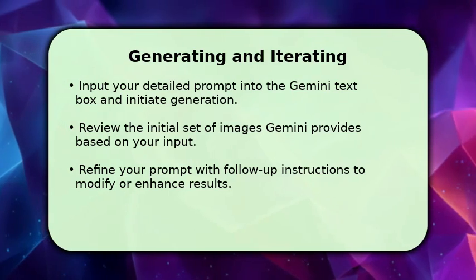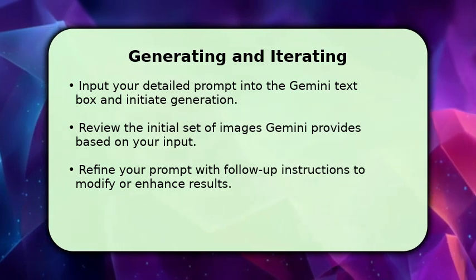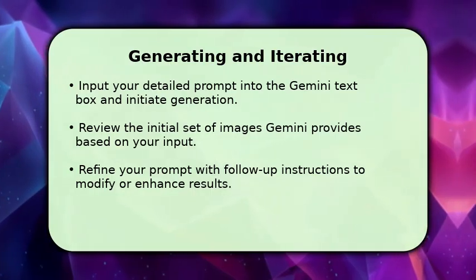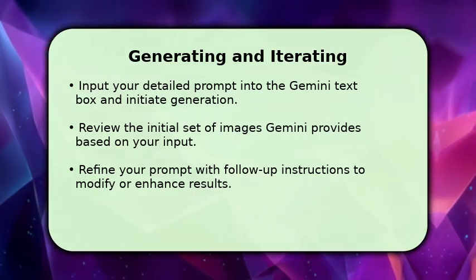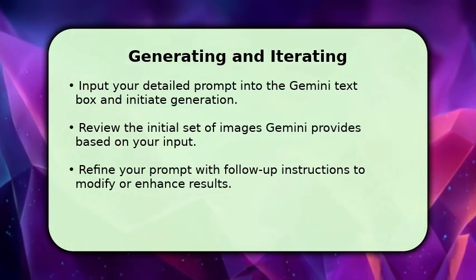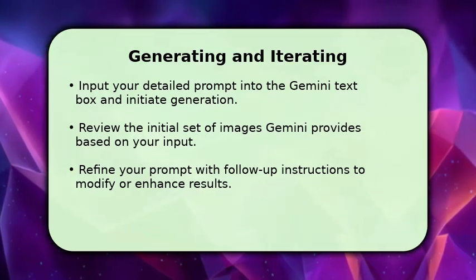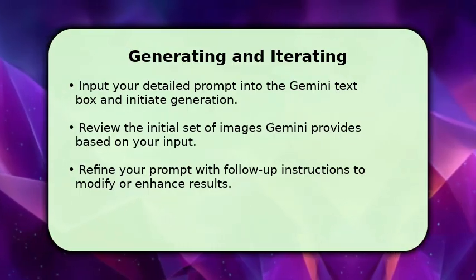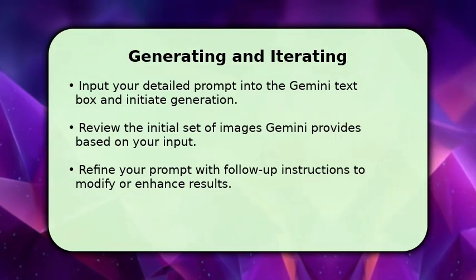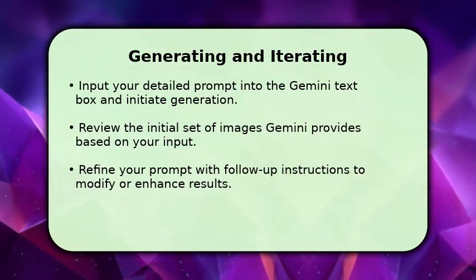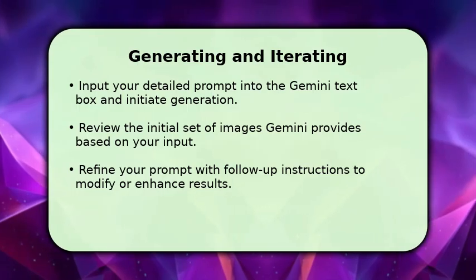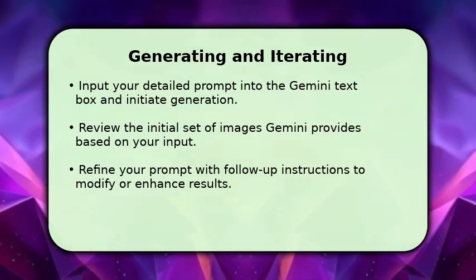Once your prompt is ready, simply type it into the designated text box within the Gemini interface and click the Generate button. Gemini will then present you with a few image options. Don't worry if they aren't perfect immediately. You can iterate by providing additional instructions or making small adjustments to your original prompt. This iterative process allows you to guide Gemini towards your ideal visual outcome, making subtle or significant changes as needed.